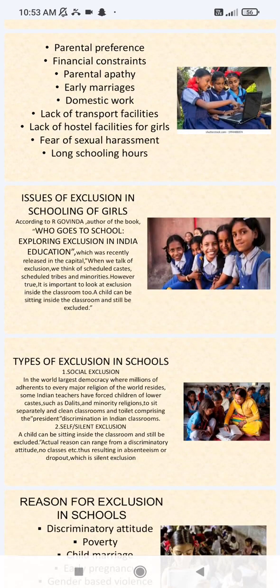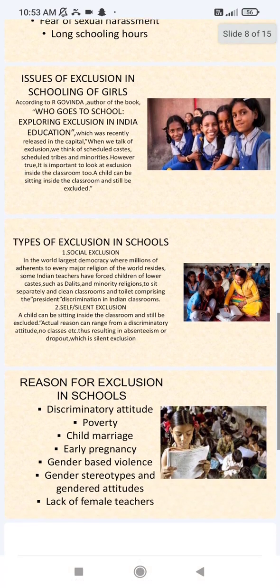Who Goes to School? Exploring Exclusion in Indian Education, which was recently released in the capital. When we talk of exclusion, we think of scheduled castes, scheduled tribes, and minorities. However, it is important to look at exclusion inside the classroom too. A child can be sitting inside the classroom and still be excluded. Types of exclusion in school.